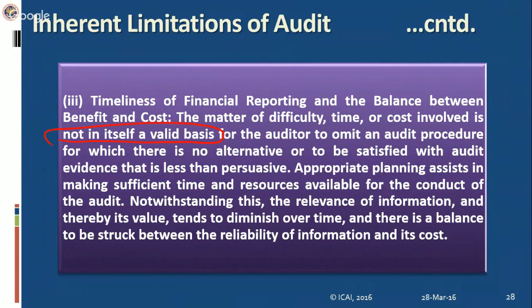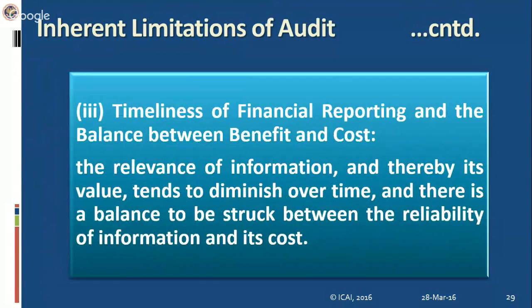So appropriate planning assists in making sufficient time. I have to plan accordingly. I have to plan my timings and resources available for the conduct of the audit. Despite all things, relevance of information and thereby its value tends to diminish over time. And there I have to strike a balance between the reliability of information and its cost. So this definitely becomes a limitation of auditing in one manner. This is how you can prepare brief notes, students. Timeliness of financial reporting and balance between benefit and cost. Relevance of information and thereby its value tends to diminish over time, and there is a balance to be struck between reliability of information and its cost.